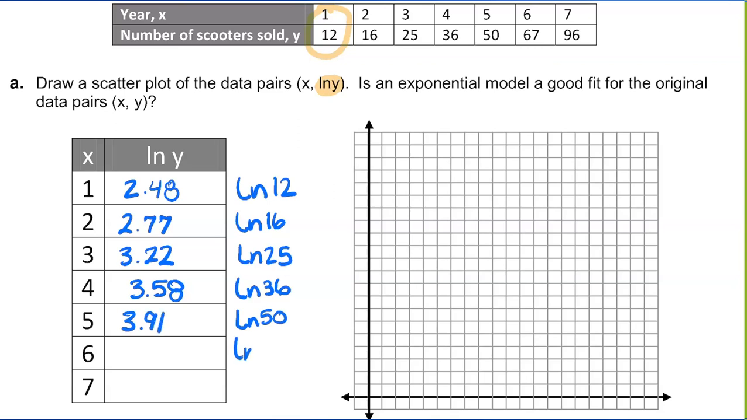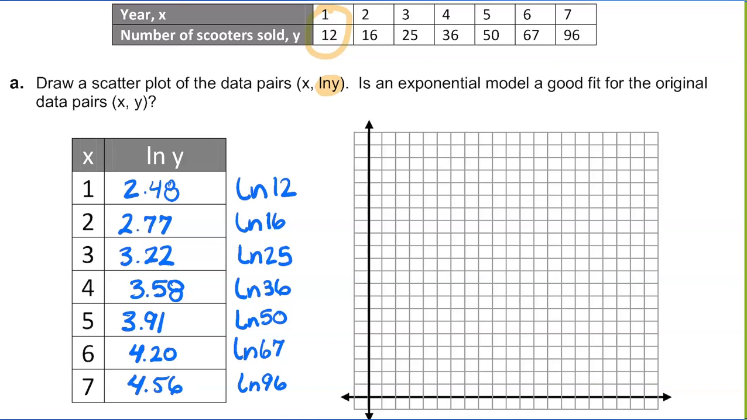At 6, we're at the natural log of 67, which will be 4.20. And at 7, we're at 96, so we do the natural log of 96, which is 4.56. So in general, we're rounding to the second decimal place here.